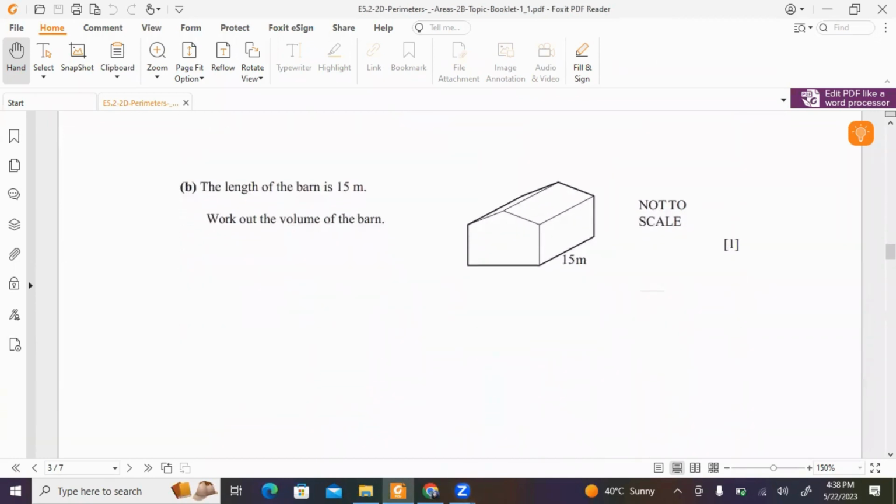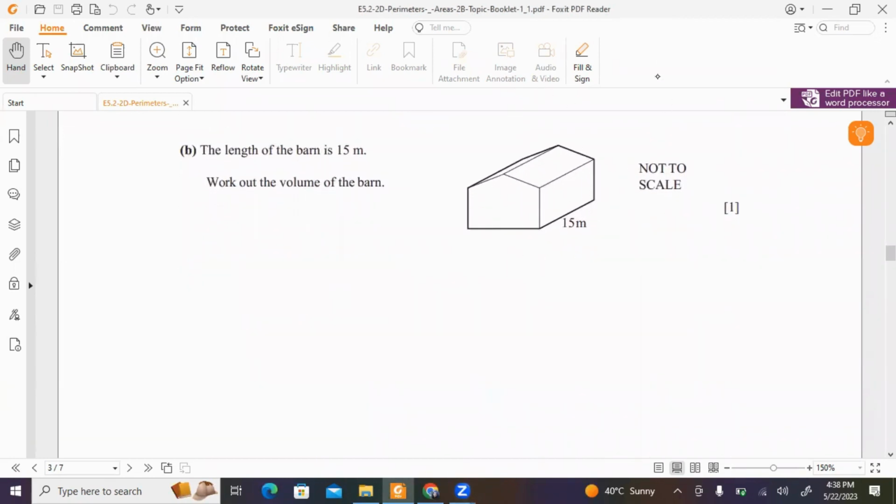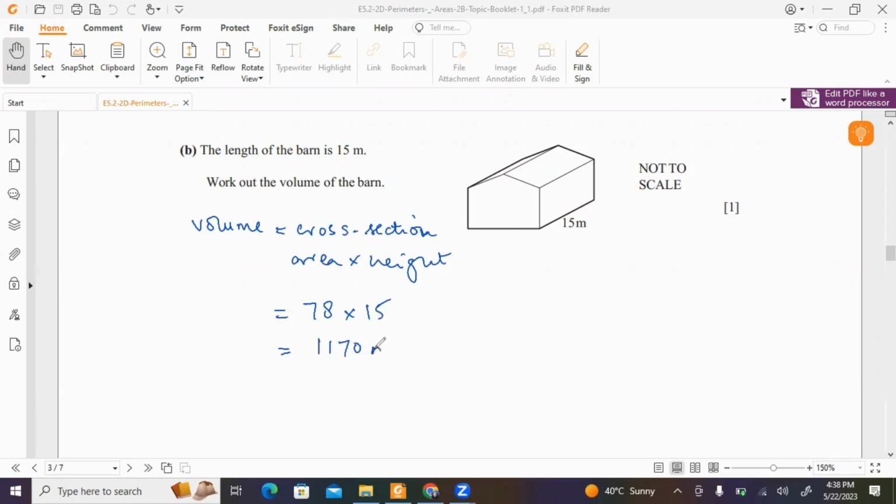Then if you look at the second part, it's saying the length of the barn is 15 meters. Work out the volume. So we already have the area of the front face, which is 78. The volume is basically cross section area times the length. Cross section area is 78 and the length is 15. We just multiply the two, and that will give us the volume of this barn, which is 1,170 meters cubed.